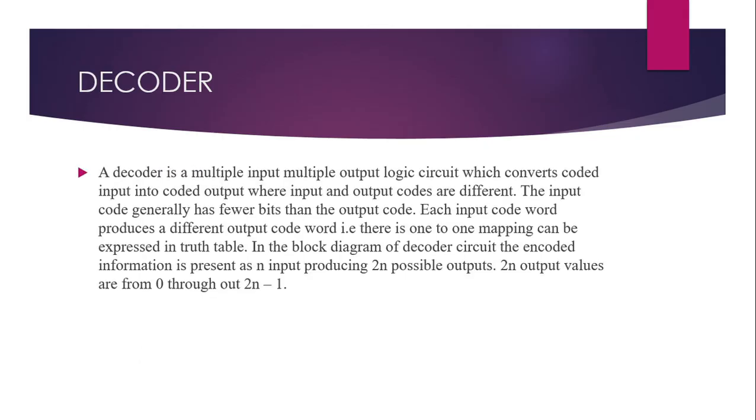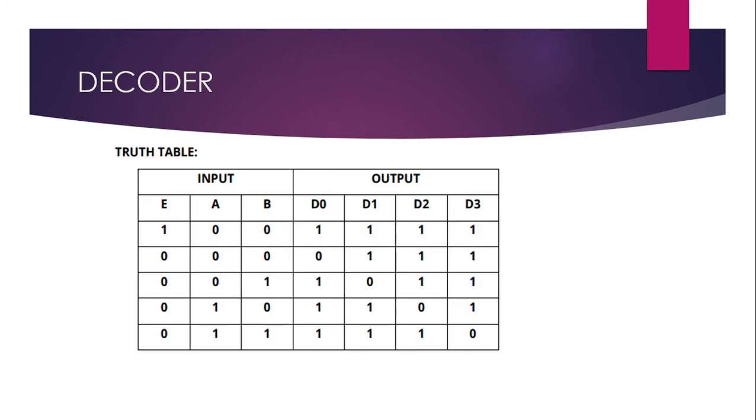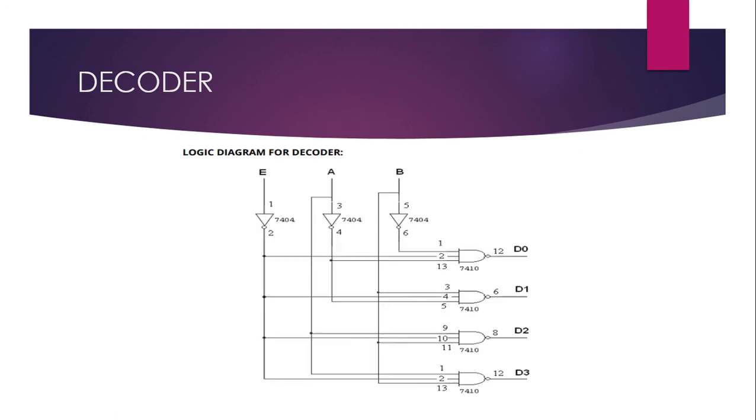Decoder. A decoder is a multiple input, multiple output logic circuit which converts coded input into coded output, where input and output codes are different. This is the truth table for decoder. This is the logic diagram for decoder.